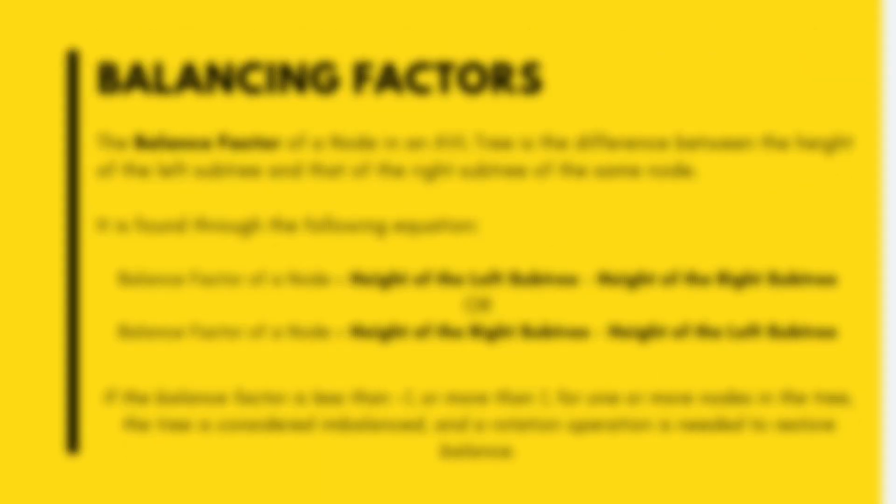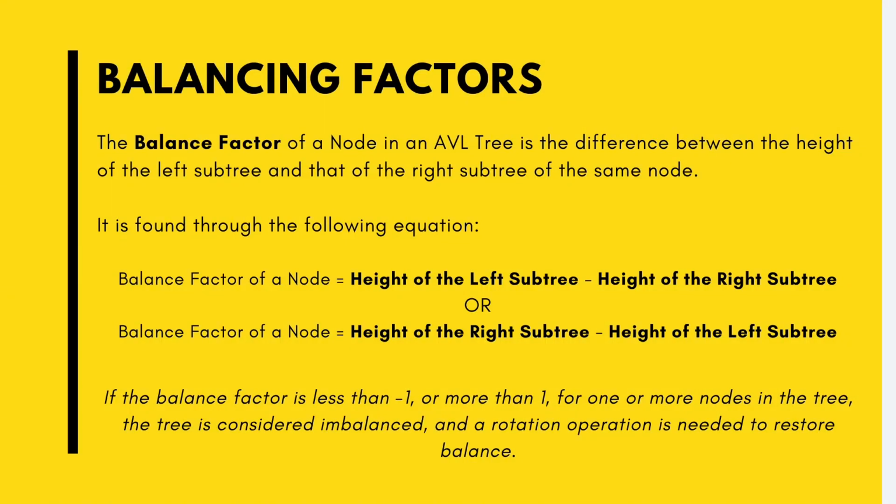Now that we know AVL trees are all about balance, let's talk about how that balance is actually measured. Every node in an AVL tree has something called a balance factor. This tells us whether a node is balanced, leaning left or to the right. The balance factor of a node is calculated using this formula. Balance factor is equal to the height of the left subtree minus the height of the right subtree. Some references may flip it around as height of right subtracted by the height of left, but either way, what matters is the difference between the two.